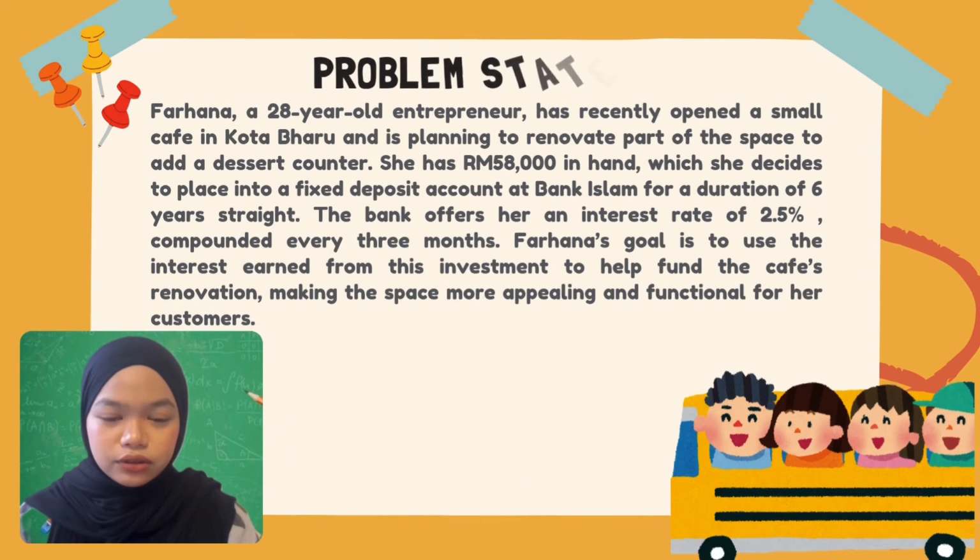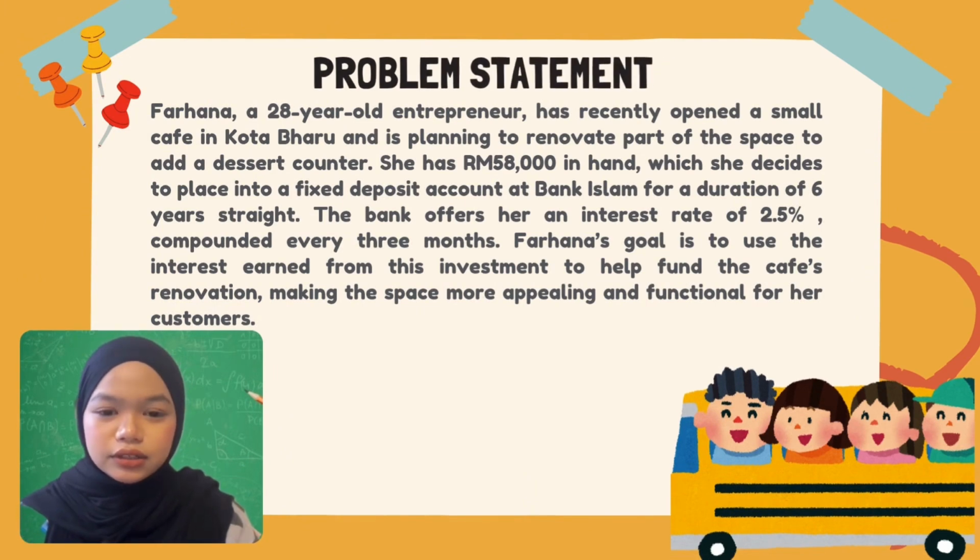The problem statement 1 of compound interest. Farhana, a 28-year-old entrepreneur, has recently opened a small cafe in Kota Baru and is planning to renovate part of the space to add a dessert counter. She has 58,000 ringgit in hand, which she decides to place into a fixed deposit account at Bank Islam for a duration of 6 years straight.